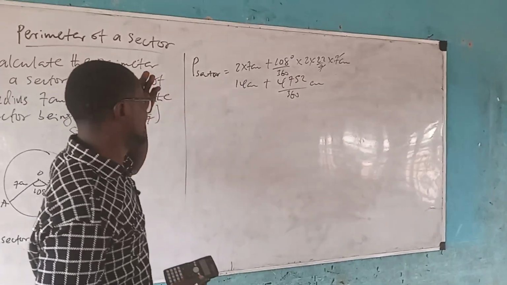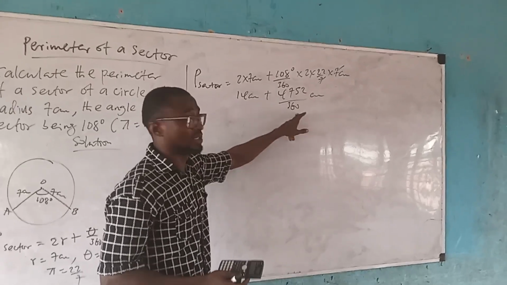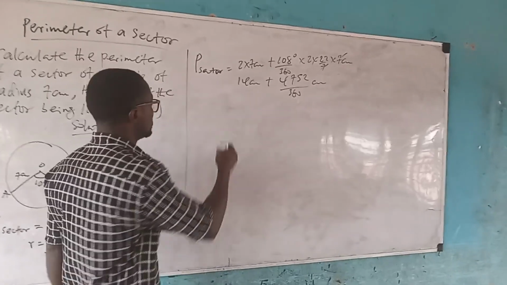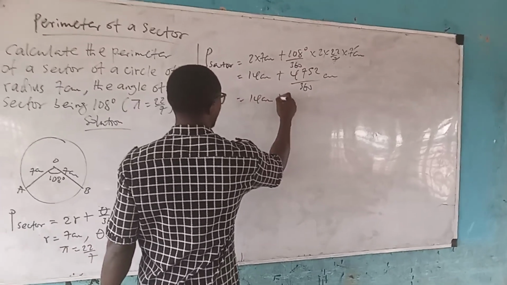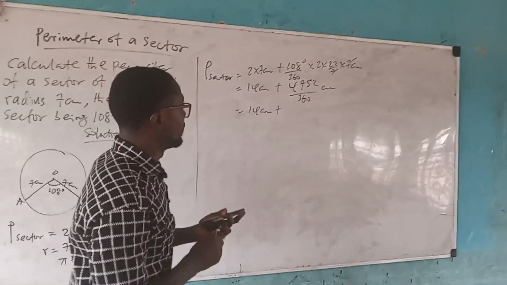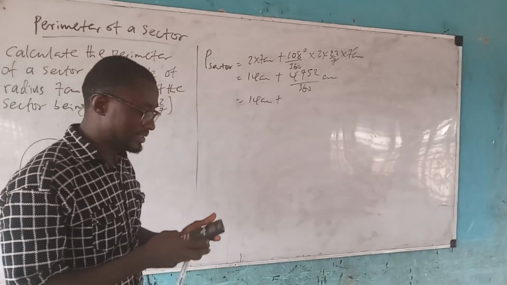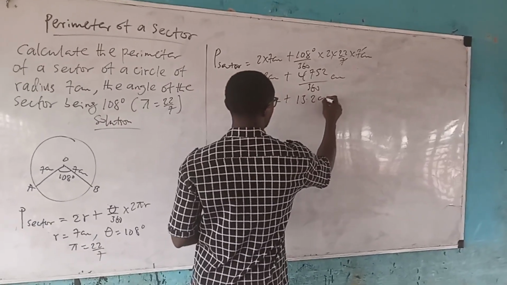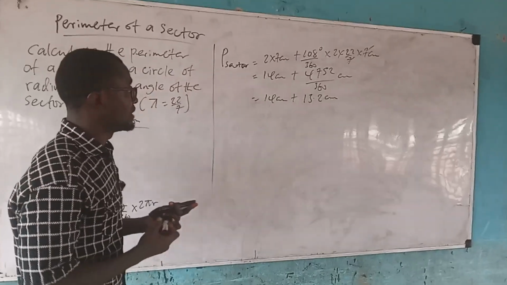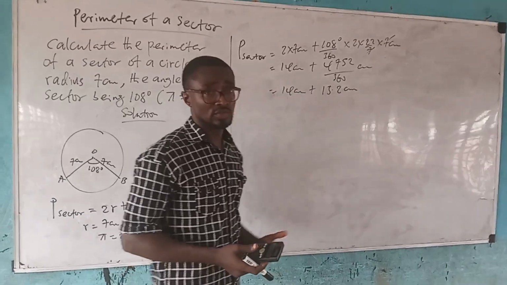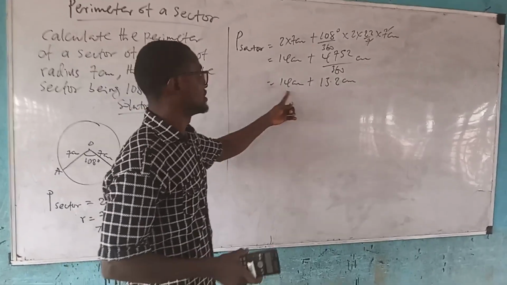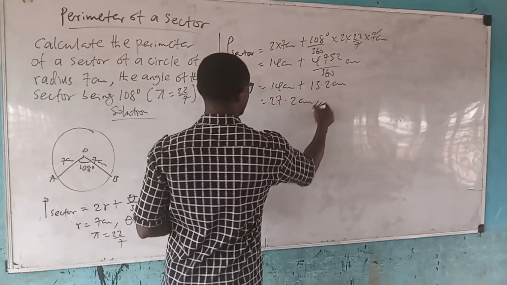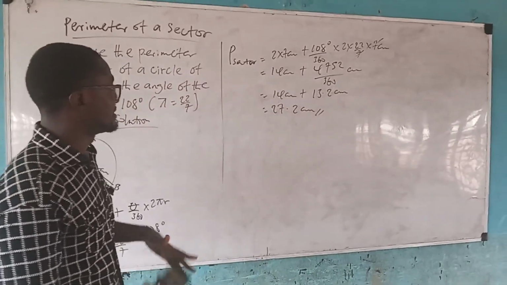Now, what's the next step? We are going to divide this by the denominator and add the answer to this 14 centimeters. So this becomes 14 centimeters plus, let's divide 4,752 centimeters by 360. So I'm going to be having 13.2 centimeters. Now, we can go ahead and add these two together. Having 14 plus 13.2 will give us 27.2 centimeters, and that is the final answer.